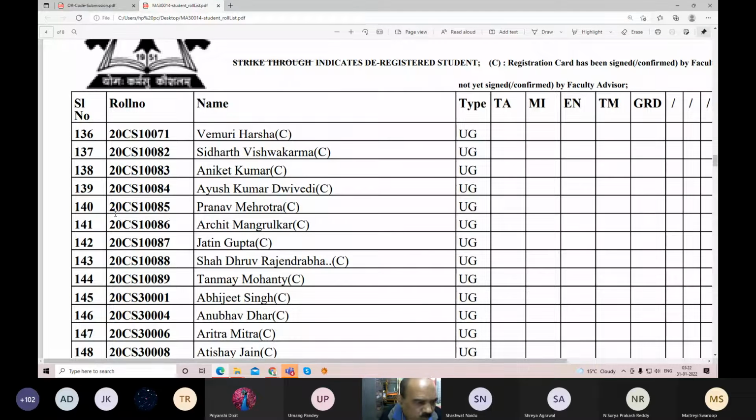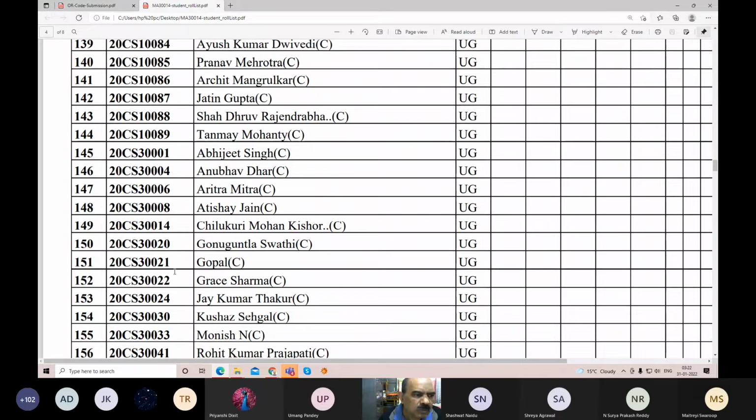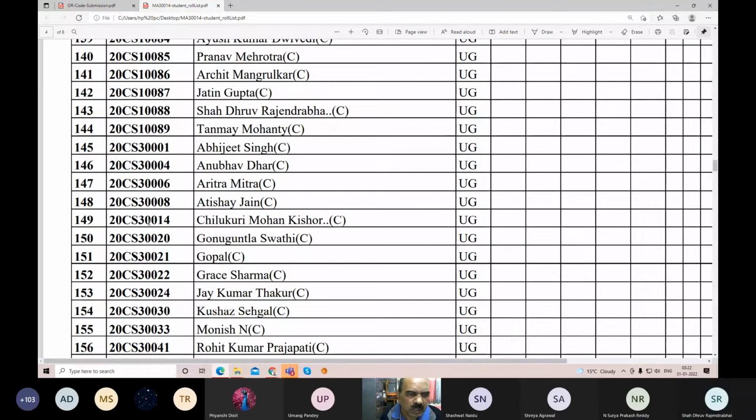Okay. Then 141, 142, 143, 144, 145. 141, Archit. Archit is there? Not there. 142, Jatin Gupta. Yes, sir. 143, Dhruv. Present, sir. 144, Tanmay Mohanty. Yes, sir, present. 145, Abhijit Singh. Not there. So Tanmay, you are the coordinator.